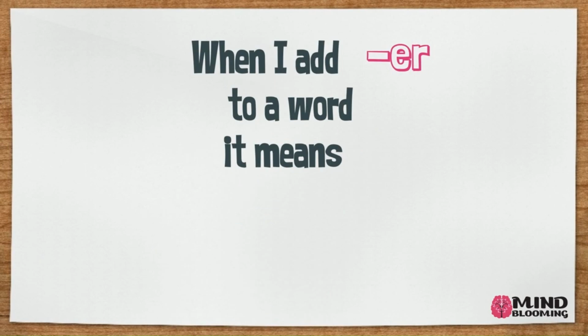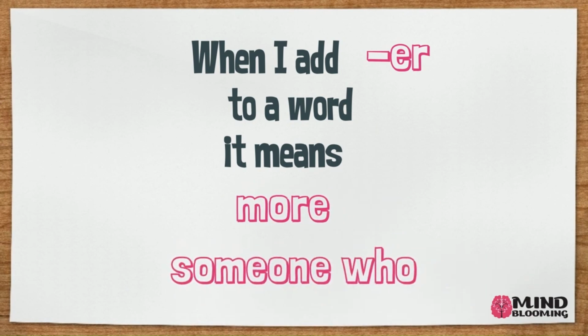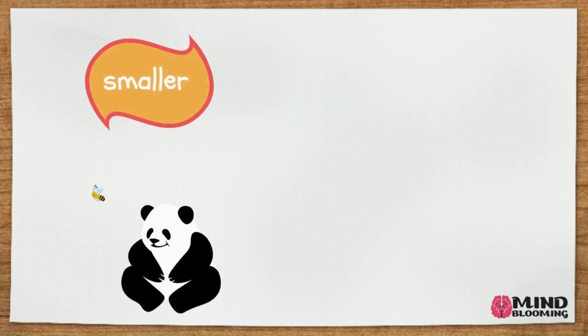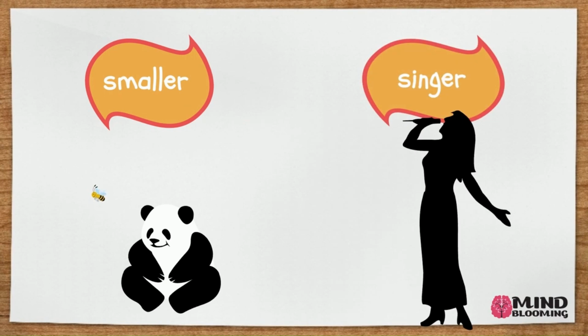When I add the suffix er to the end of a word, it could mean two things. It could mean more, or it could mean someone who. For example, in the word smaller, the suffix er here is used to show that one item or one animal is smaller than the other one. However, when I say the word singer, the suffix er here is used to show someone who sings.